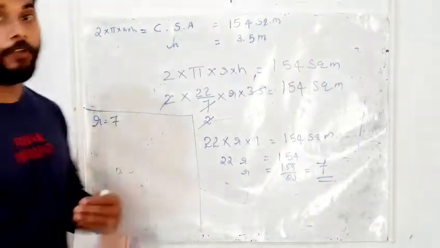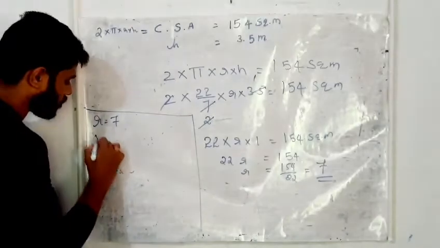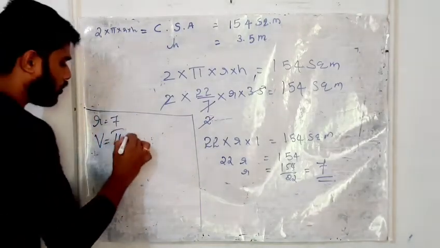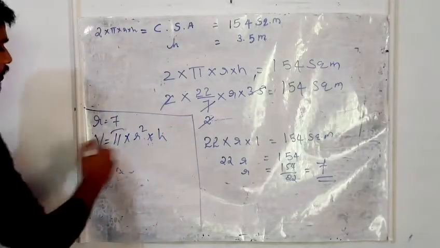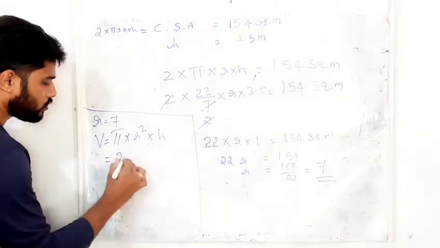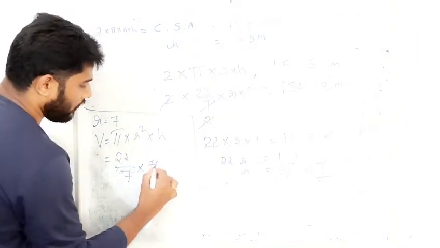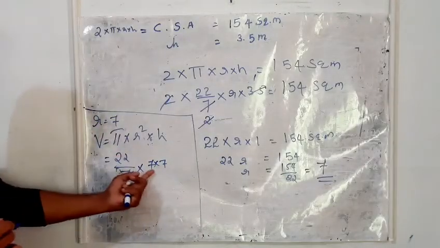So what do we have to find out? We have to find out the volume of that cylinder. We know the equation. How can we find out the volume? Pi into R square into H. That's the equation, and we know the values. Pi value is 22 by 7 into R value 7, that means 7 into 7. That is R square, 7 square. That's why I'm writing 7 into 7.